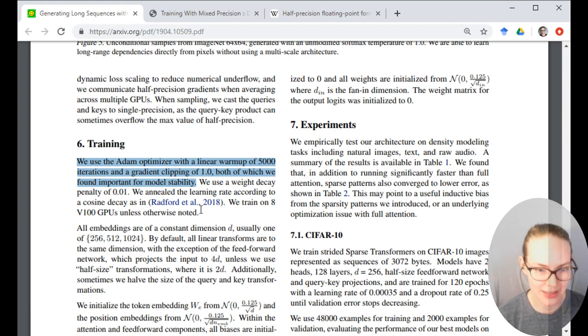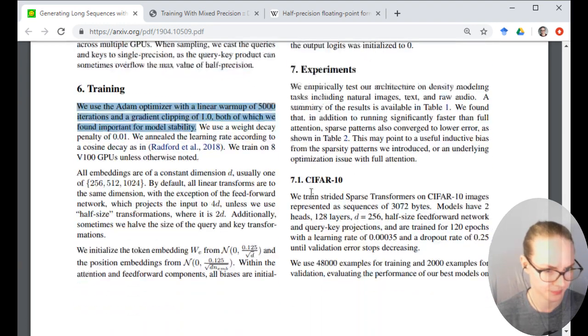All right, we use a weight decay penalty of 0.01. We annealed the learning rate according to cosine decay, as in Radford et al. 2018, which I think we read. We train on 8 V100 GPUs unless otherwise noted.